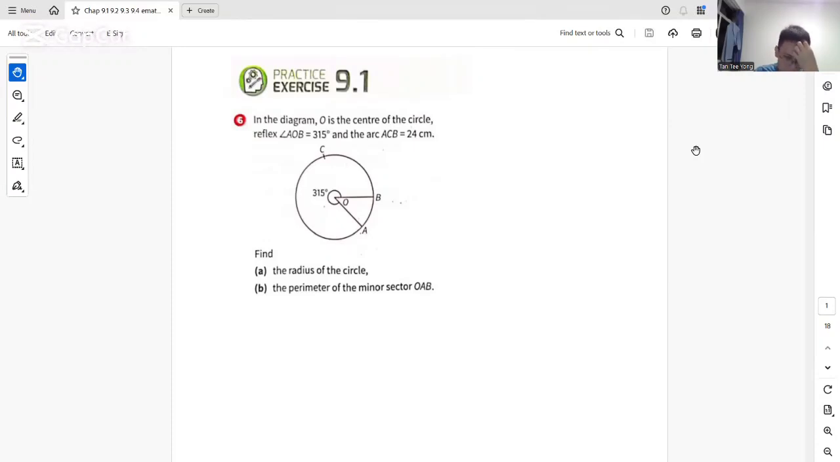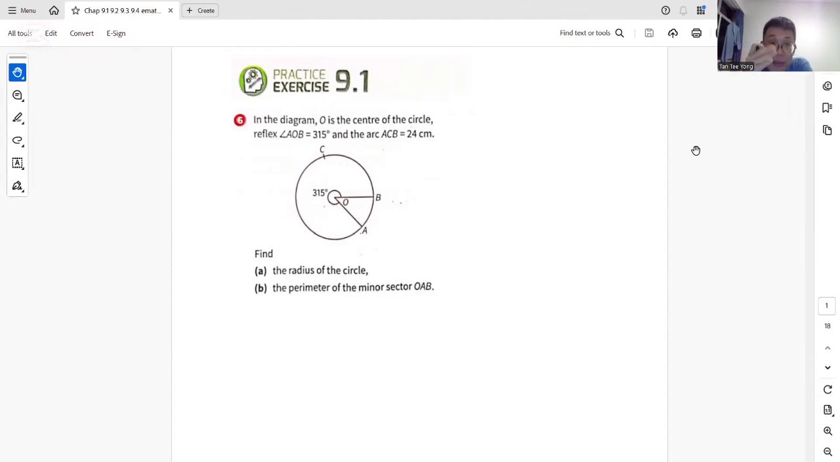Everyone. Today I'll be going through this new Discovering Mathematics exercise 9.1. This is about the chapter arc length, area of sector, and also radian measure. Let's start off with exercise 9.1, question 6. Let's read the question.